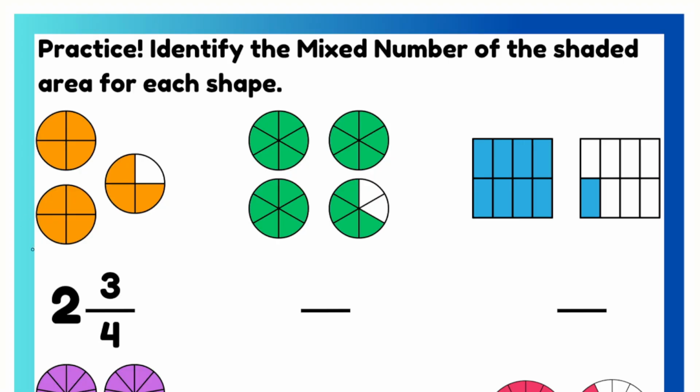Let's take a look at another example real quick. So over here you can see that we have 2 wholes and then a third whole here, but only 3/4 of it is shaded in. We don't have an entire third whole, so this as a mixed number would be 2 for the 2 wholes and 3/4 for that other whole that has 3 out of 4 shaded in.